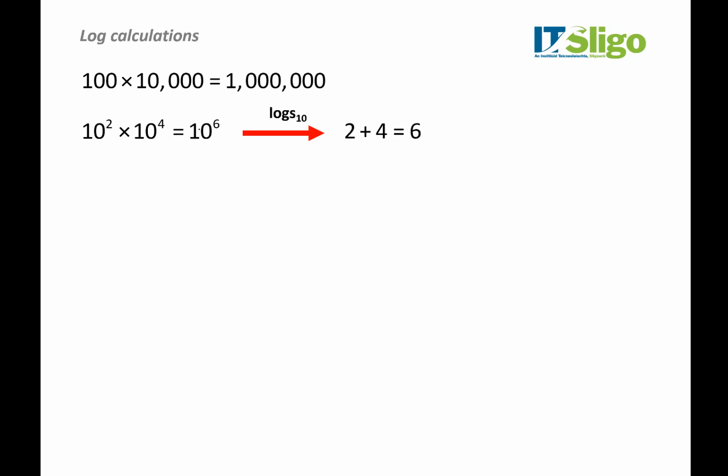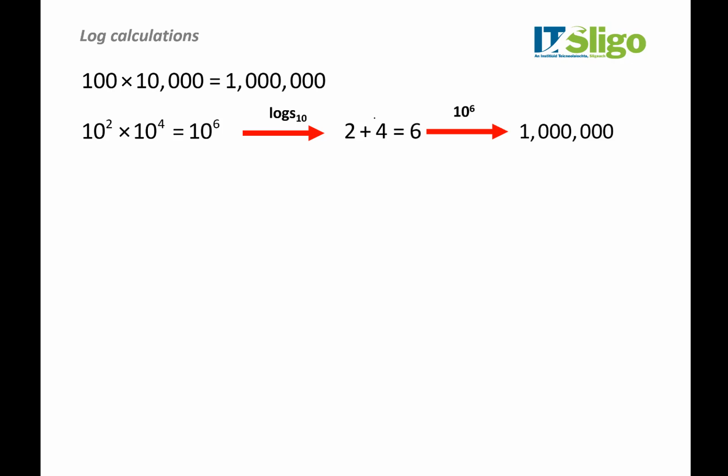So in the language of logs, that's all we'd have to do. 100 to the base 10 is 2. 10,000 to the base 10 is 4. And when we add them, we get 10 to the power 6, which is a million. So you can see the maths is a lot simpler in the world of logs. Then we'd actually use our anti-logs to convert this back, and that's what would give us our answer there.